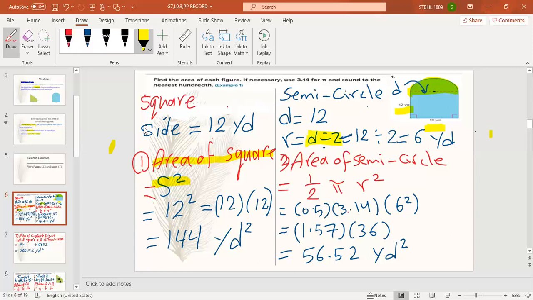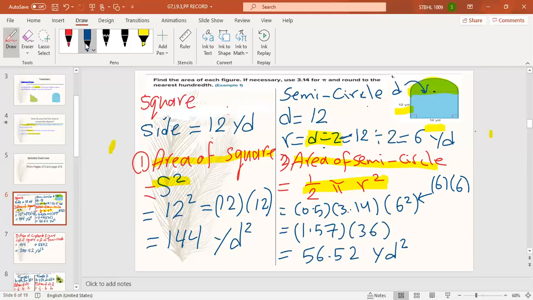And directly write the formula of area of semicircle, which is half times pi times r squared. Because here pi is given as 3.14, I'll convert the half into 0.5. So it will be 0.5 times 3.14 times 6 squared. And 6 squared means 6 times 6, which is 36. And I think most of you now know that 0.5 times 3.14 is directly 1.57, times 36 equals 56.52 square yards.